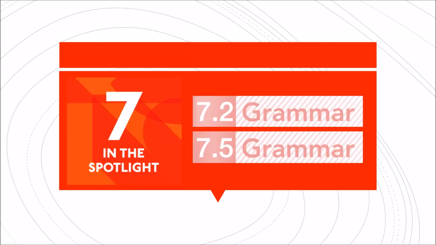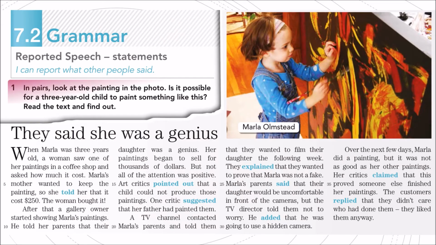Today we'll go through 2 pages in your focus book to talk about reported speech. Afterwards, you can complete Unit 7.1 in my Grammar Lab for a little bit more practice. Let's start. Turn to Unit 7.2 of your focus book and we'll start with reporting statements.